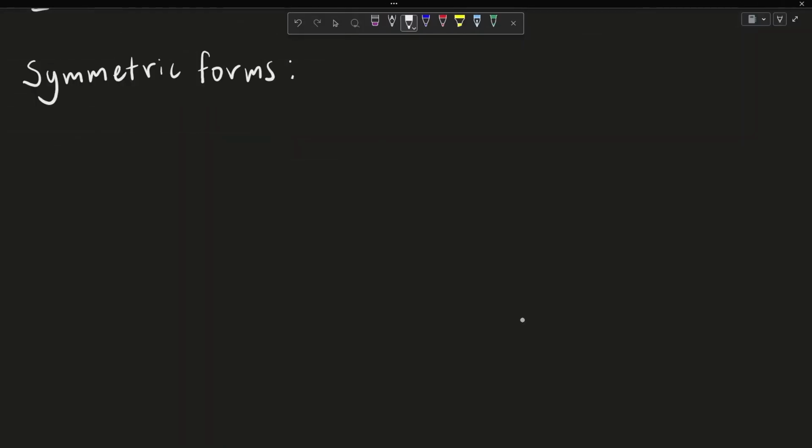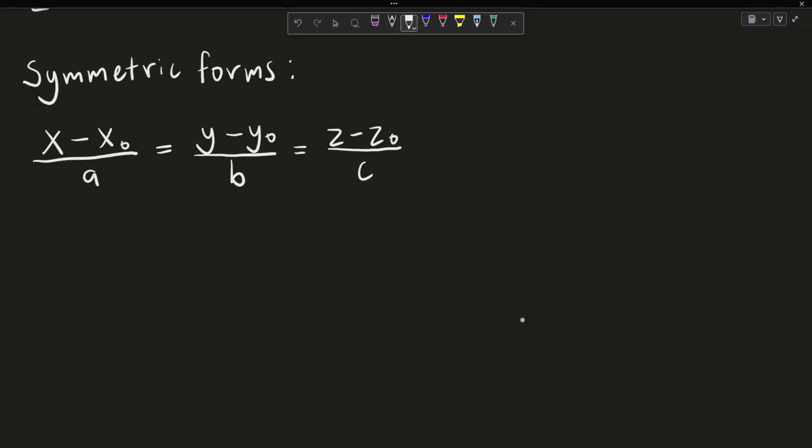We will now be going over symmetric forms. So the symmetric form of a line equates x with respect to a, y with respect to b, and z with respect to c in order to represent a line. So to clarify this, we use this general expression. So here we have the general expression x minus x naught over a equals y minus y naught over b equals z minus z naught over c. This is fairly simple to remember, as all you need to do is remember that you subtract your value for x from your given origin offset for x, and then divide by your corresponding value from your direction vector.